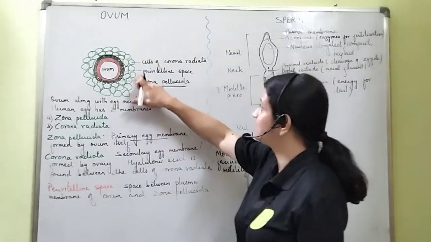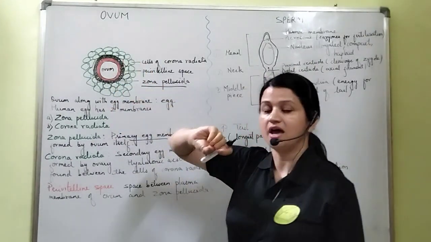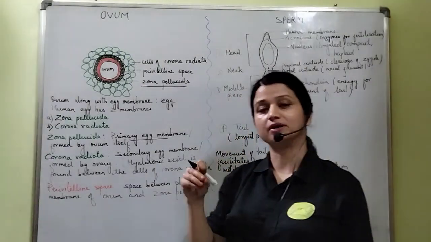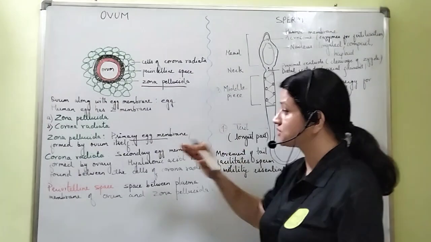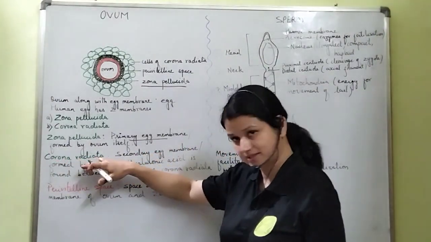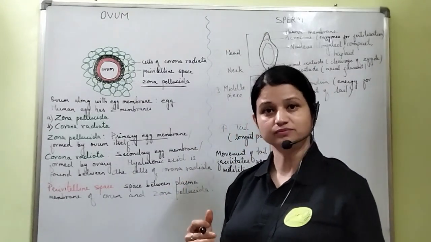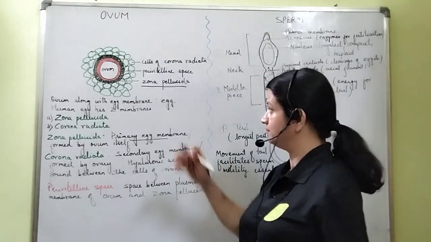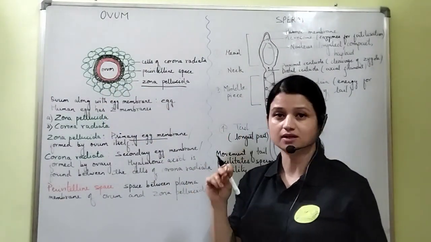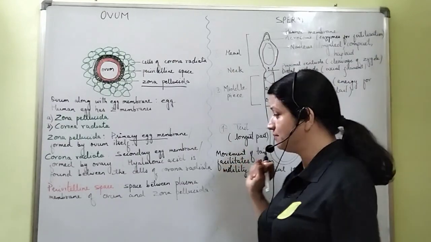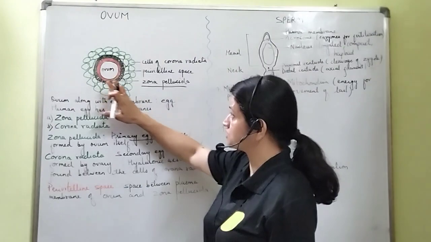Now here we can see the cells of the corona radiata. In between there is present an acid and that acid is hyaluronic acid. It acts as a cementing agent. Clear? So the second membrane is corona radiata. It is a secondary membrane because it is not produced by the ovum. It is produced by the ovary. In between the cells of corona radiata there is present the hyaluronic acid, which acts as cementing material. Clear?